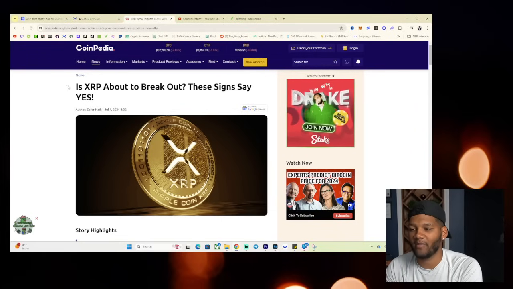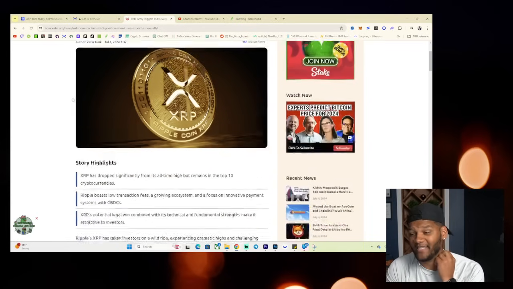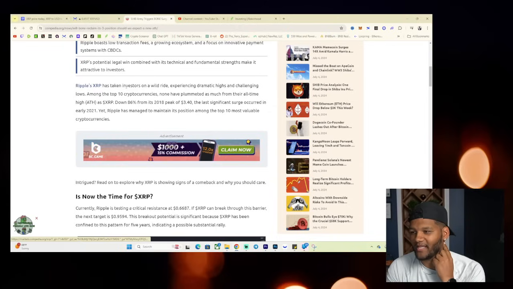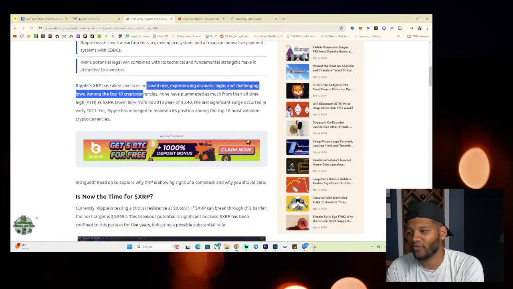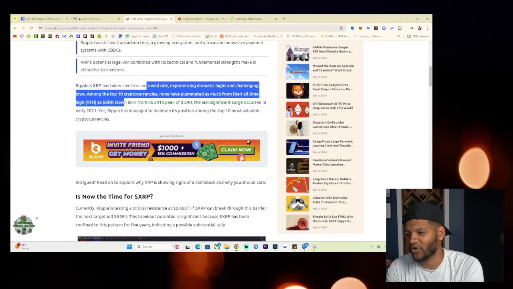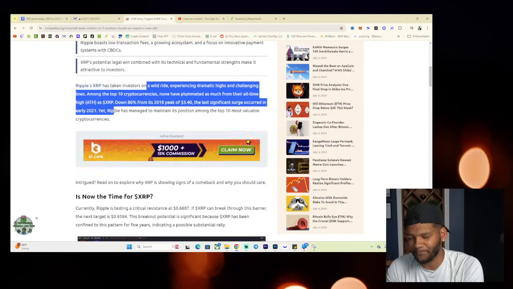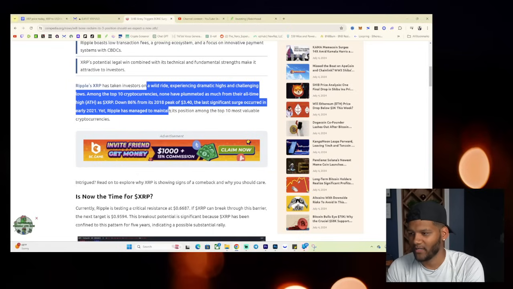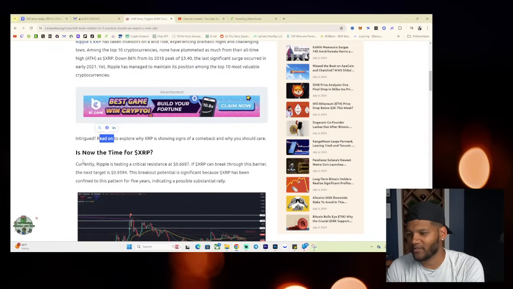But this is an article here talking about, is XRP about to break out? These signs say yes. So Ripple XRP has taken investors on a wild ride, experiencing dramatic highs and challenging lows. Among the top 10 cryptocurrencies, none have plummeted as much as their all-time high as XRP, down 86% from its 2018 peak of $3.40. The last significant surge occurred in early 2021, yet Ripple has managed to maintain its position among the top 10 most valuable cryptocurrencies. Intrigued? So let's go ahead and get into this. Is now the time for XRP?